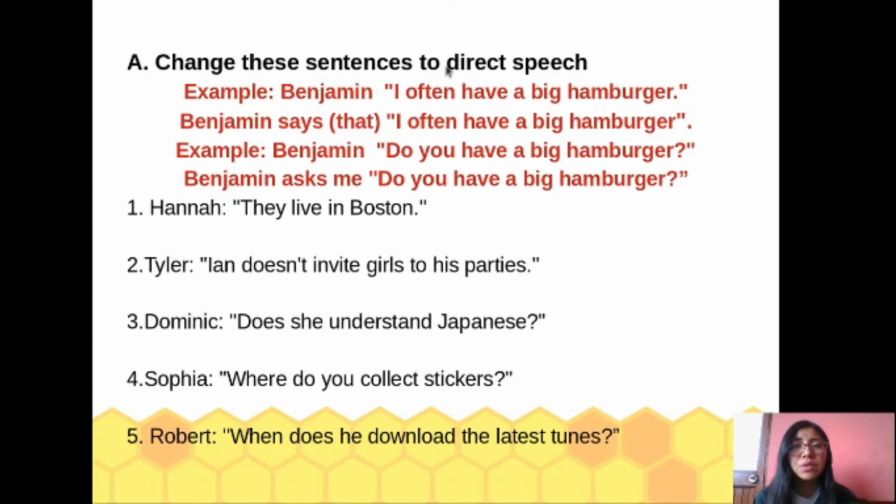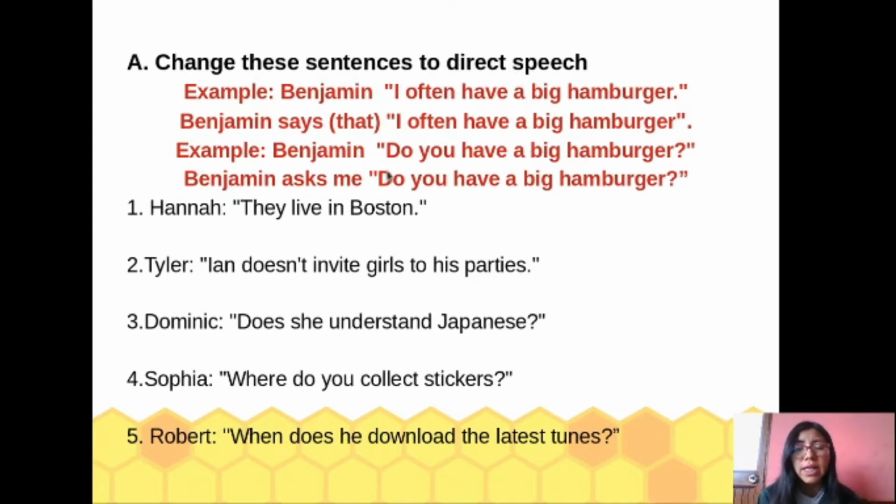In order to report direct speech, you are going to use the same words. Usted va a copiar las mismas palabras, but you have to use the quotations. Usted va a utilizar las quotations, okay? In order to report direct speech. Okay, so that is the structure.